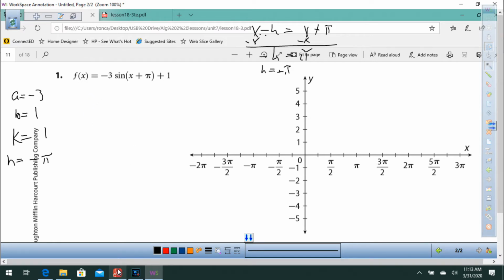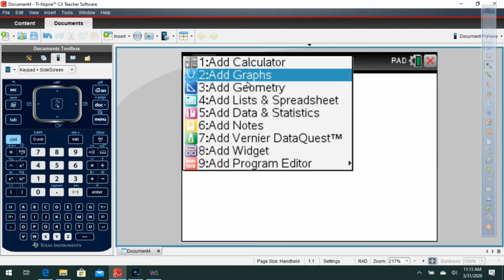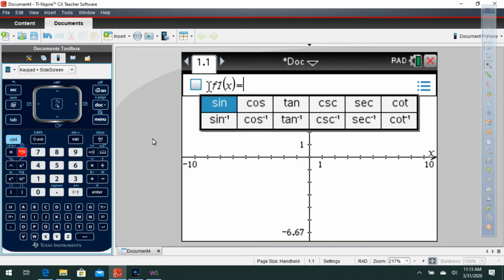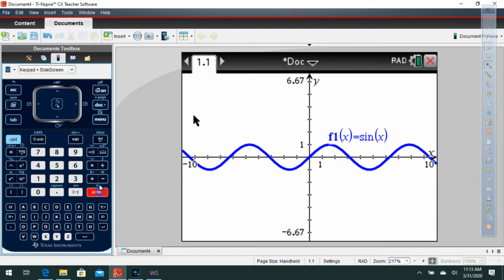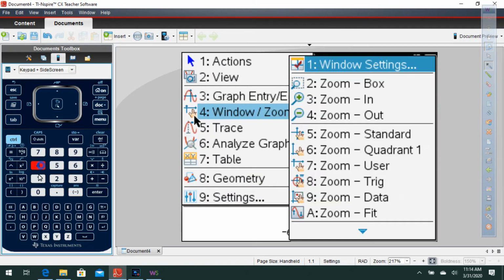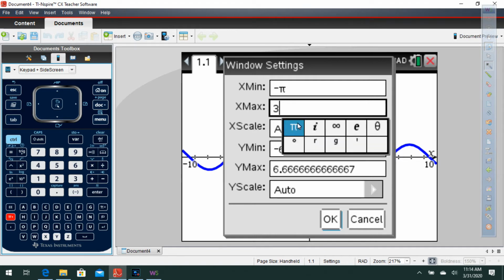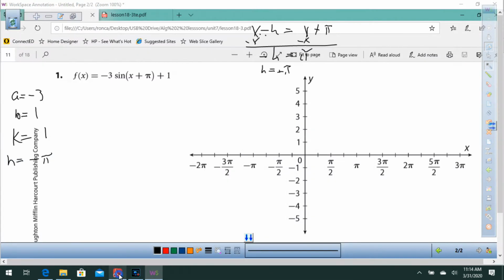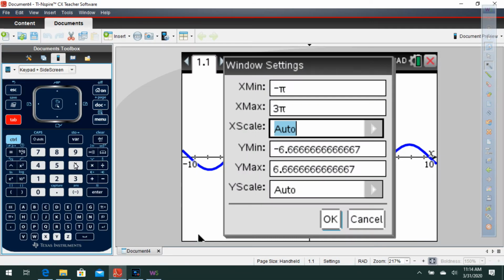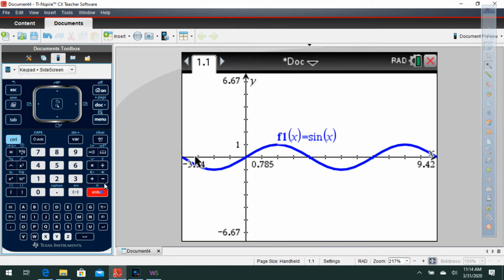Now, before we graph this, let's take a look at a few things. Let's graph the original, just plain old sine x. And what do we got here? We have -2pi to 3pi. So menu 4, 1, -pi to 3pi. And what else we got? That's pi over 4 is our scale. Okay, there we go. So there is our original parent function.